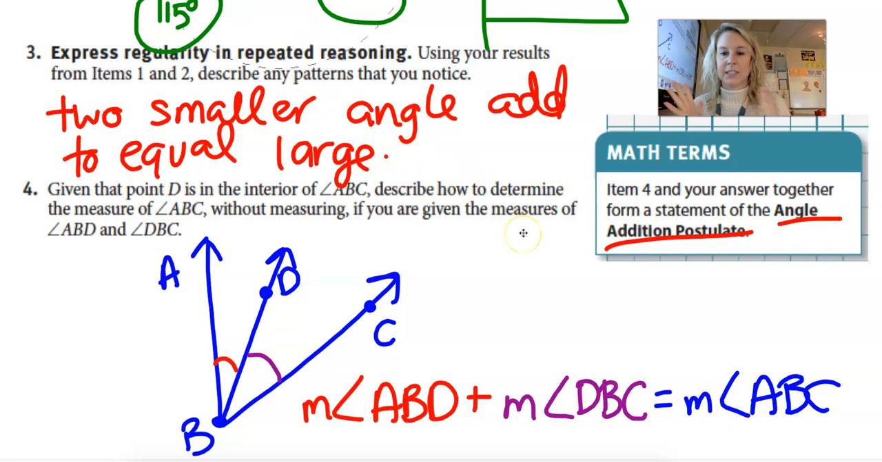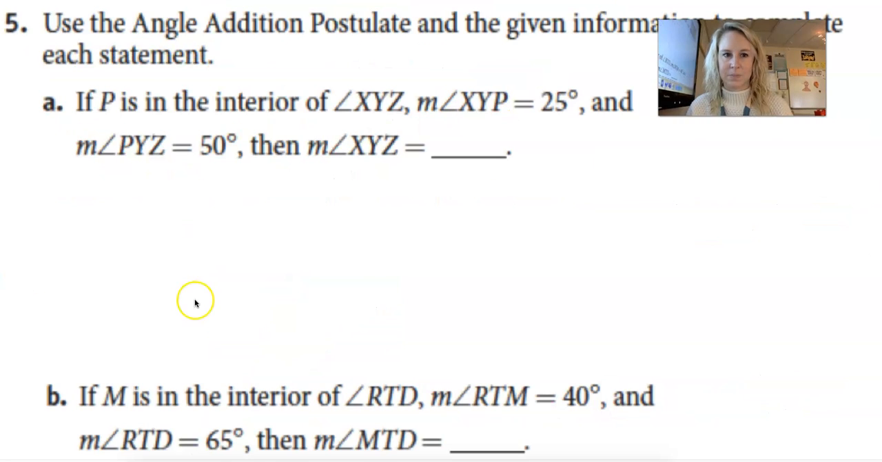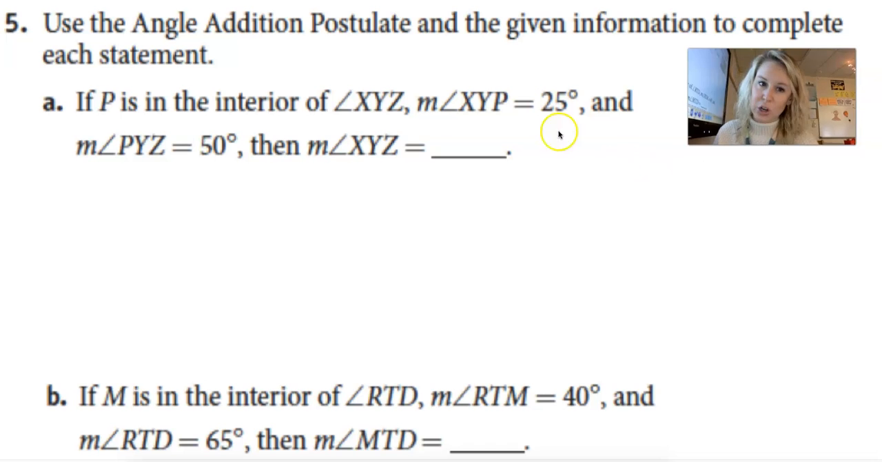All right? And that is the angle addition postulate, which is so similar to the segment addition postulate, but we have angle symbols and we have 3 letters. All right? Let me know if you have any questions. Otherwise, we're going to practice. So maybe you can do this entire page without me, just by me saying that, but I'm going to try a few examples.